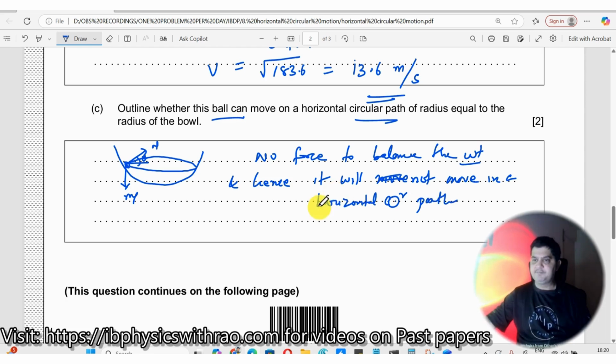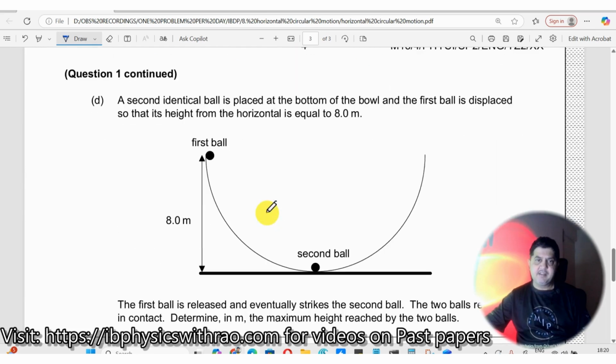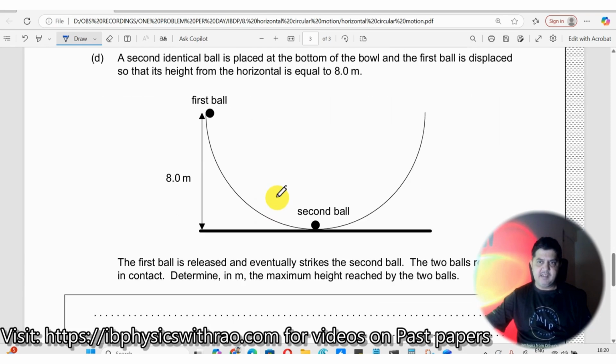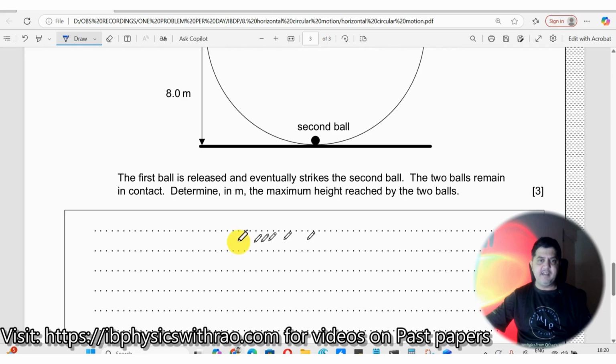Horizontal circle. Next, a second identical ball is placed at the bottom of the bowl and the first ball is displaced, so the height from the horizontal is equal to 8 meters. The first ball is released, and eventually it strikes the second ball. The two balls remain in contact. Determine the maximum height reached by the two balls.